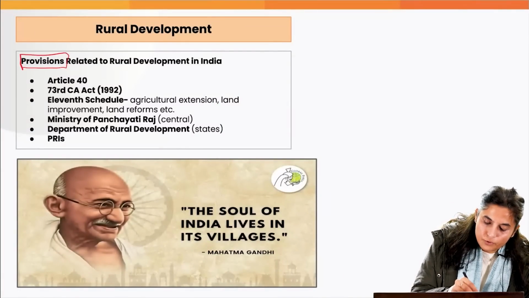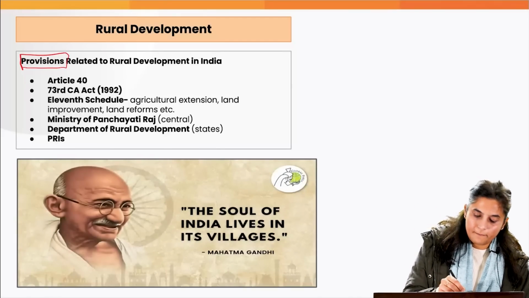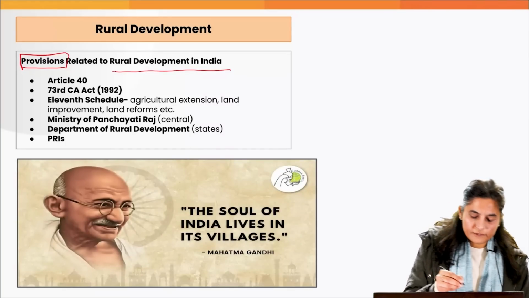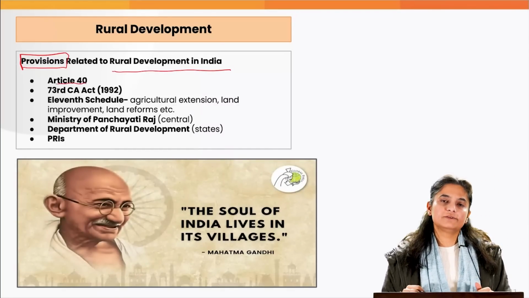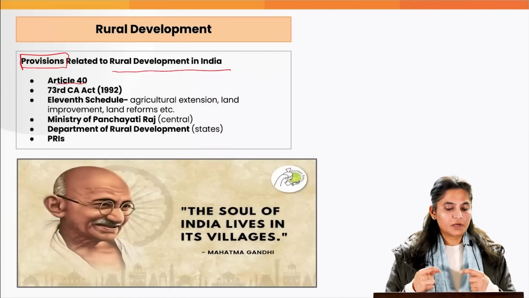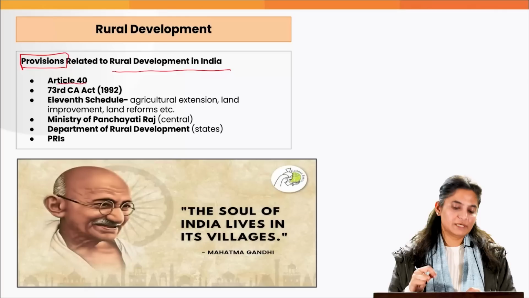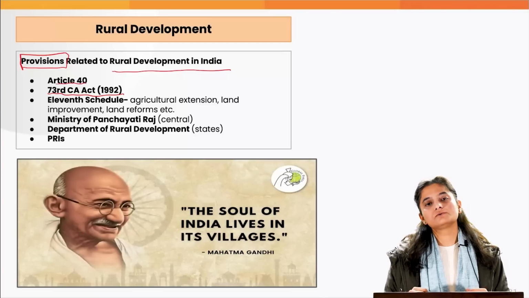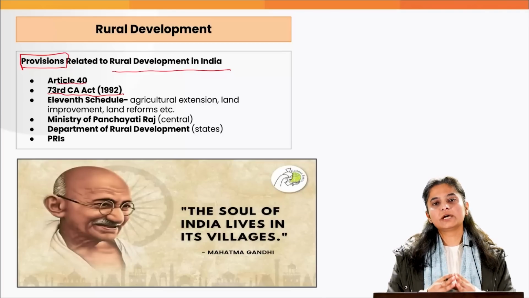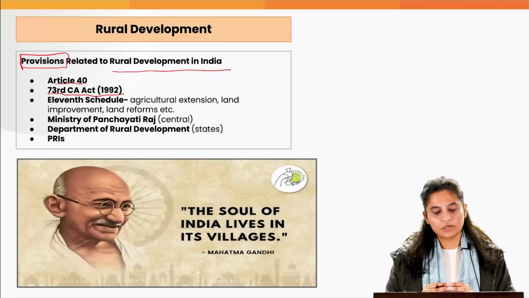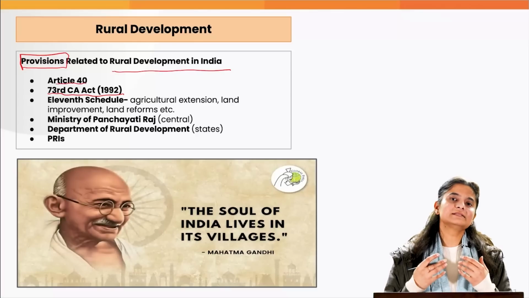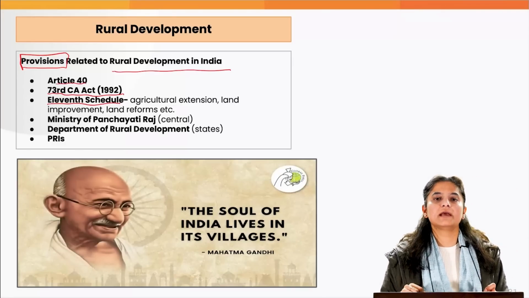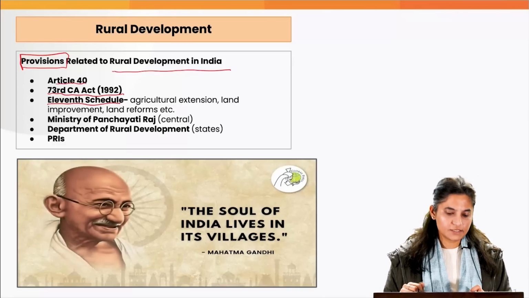Now, first of all, we'll see what provisions speak of rural development in India. There are constitutional provisions, there are laws, there are mechanisms and institutions. Starting with Article 40, which is a Directive Principle of State Policy, it tells the state to establish and organize panchayats for the comprehensive and holistic development of villages. Then in 1992, we saw the constitutional amendment, with Panchayati Raj institutions getting constitutional status and structure via the 73rd Constitutional Amendment Act. Under the same act, we saw the inclusion of the 11th Schedule, which has a list of around 29 functions allocated to panchayats.